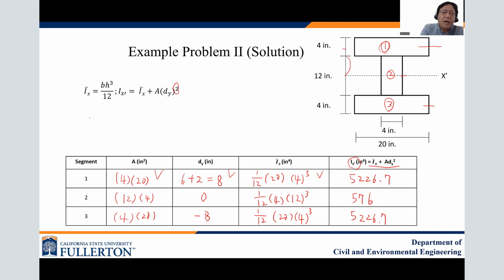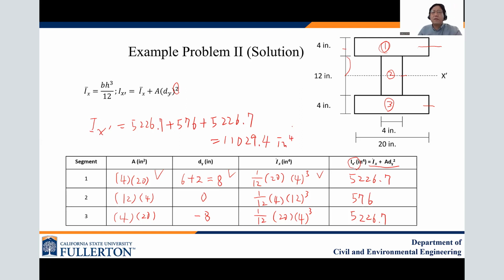So your Ix prime value is 5226.7 plus 576 plus 5226.7. So your final answer is 11,029.4 inches to the fourth power. So that is the solution for this.